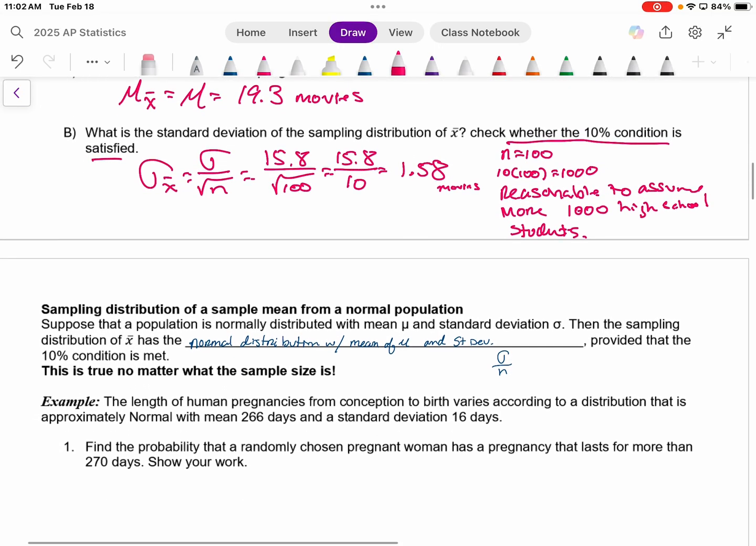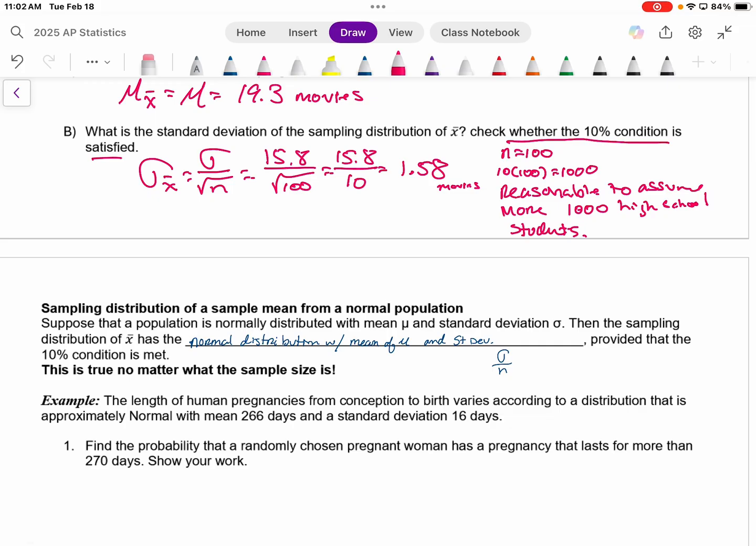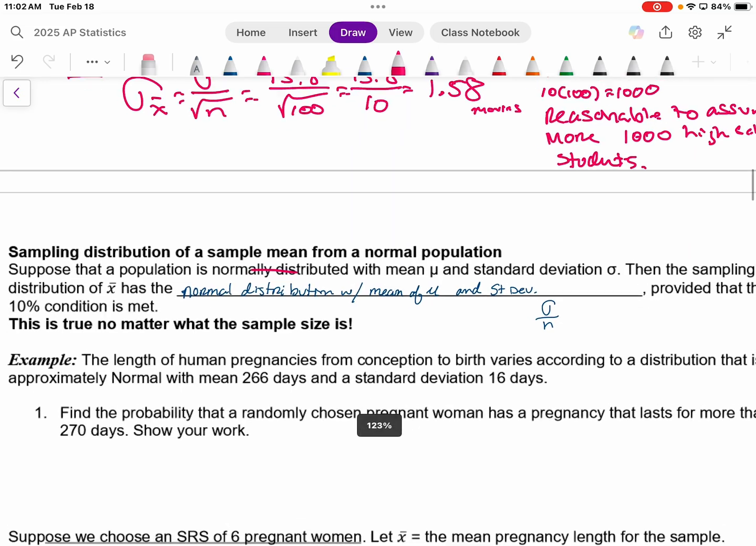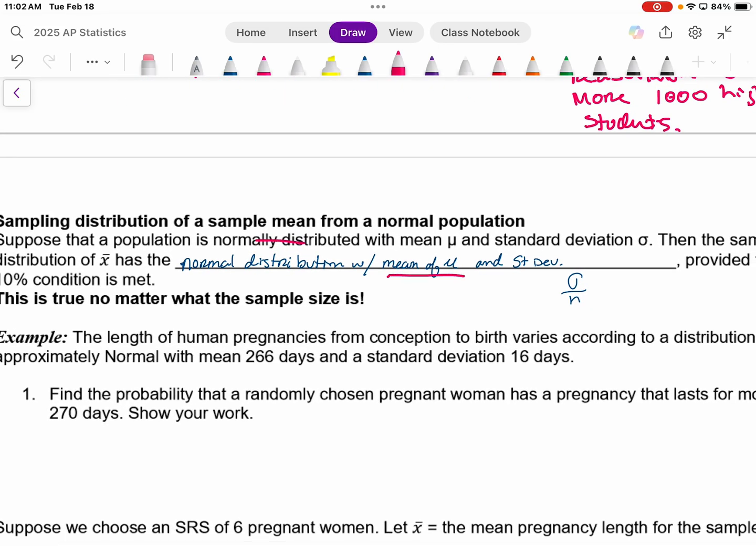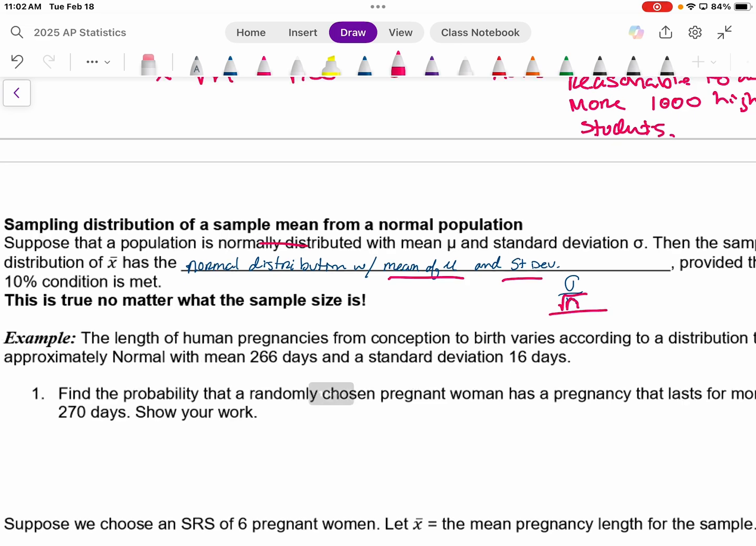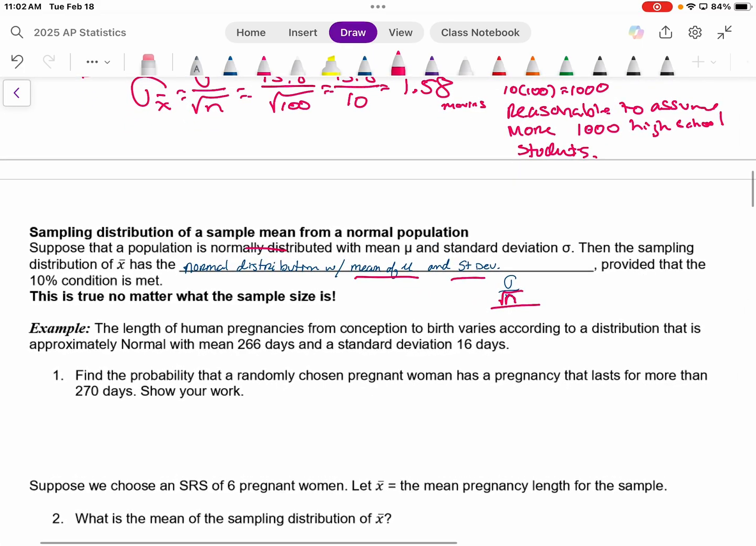Sampling distributions of a sample mean from a normal population. Suppose that a population is normally distributed with a mean of mu and a standard deviation of sigma. Then the sampling distribution of X bar has the normal distribution with a mean of whatever mu is and a standard deviation of sigma divided by the square root of n. Sorry, I left off the square root as I pre-filled in your notes, so you want to put that on there. This holds as long as the 10% condition is met.